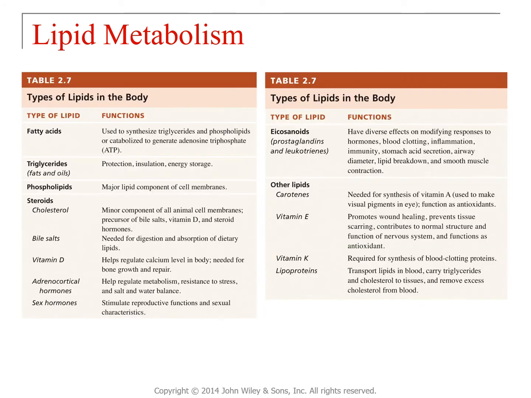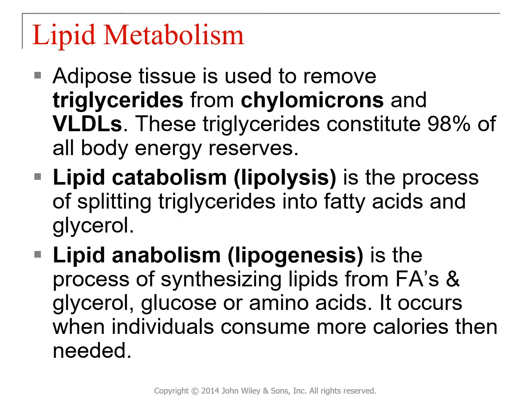This table we saw in the previous chapter. It is a summary of the types of lipids in the body and their functions. Just a review for you there. Triglycerides constitute 98% of one's energy reserves and therefore is how the body stores most of its energy. Triglycerides are acquired from chylomicrons and VLDLs and are stored in adipose tissue.